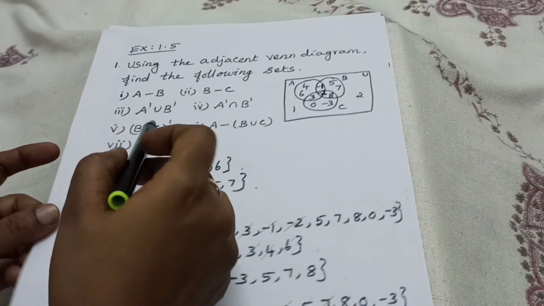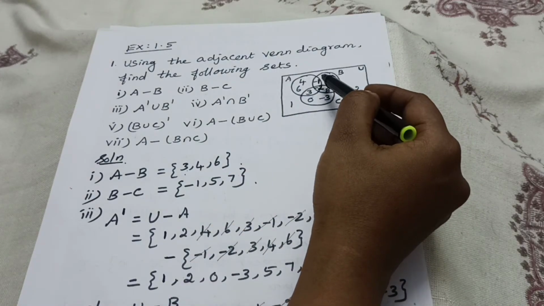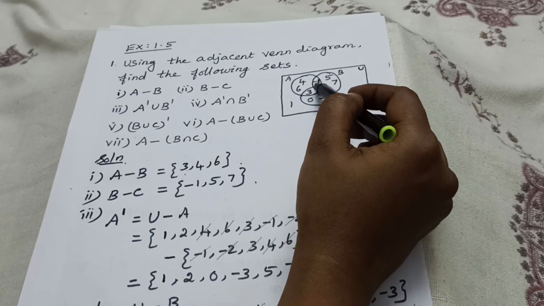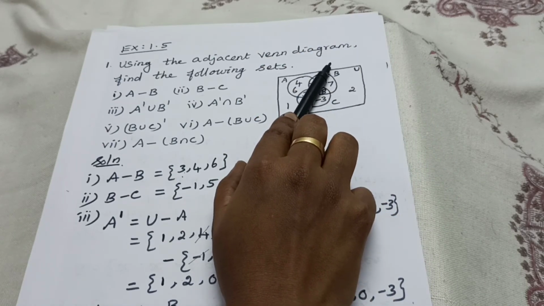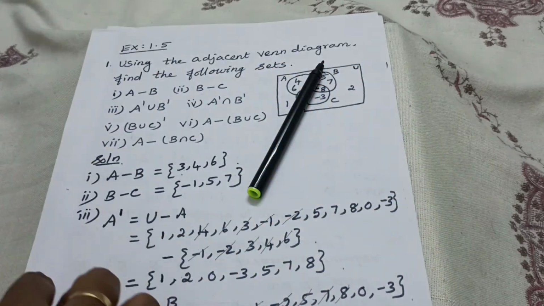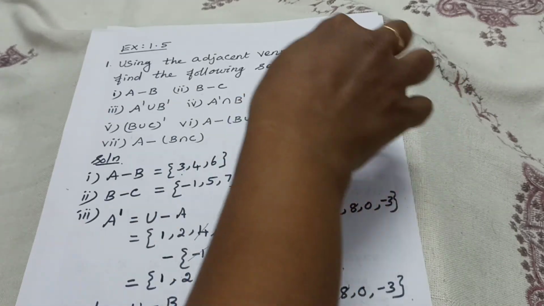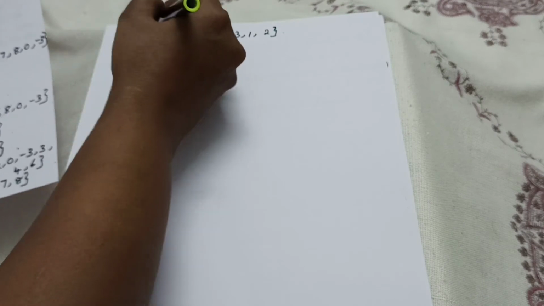Okay, then fifth one, B union C the whole dash. Okay, B union C the whole dash. That means except B union C, remaining elements. Except this B union C elements, then remaining what are the elements? 1, 2, 4, 6. Are you clear? Then 1, 2, 4, 6. Shall we write directly? Or steps need? Then I am giving steps.